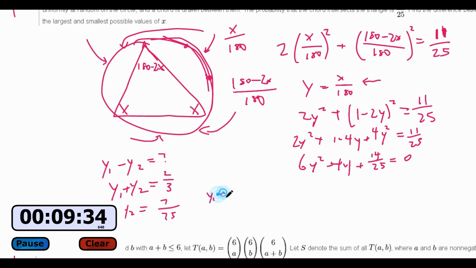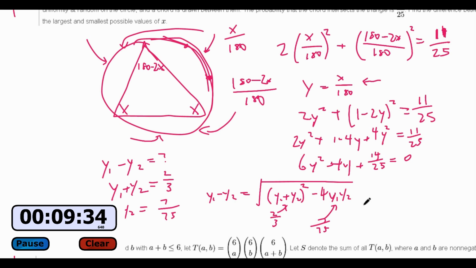So y1 minus y2 is equal to the square root of (y1 plus y2) squared minus 4y1y2, because this turns into y1 squared plus 2y1y2 plus y2 squared, and then we have to subtract 4y1y2. If this doesn't make sense, square both sides and then expand everything, and you'll see that this is true. So we plug in 2/3, and then we plug in 7 over 75. Okay, everything is good so far.